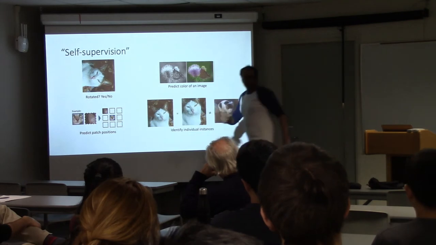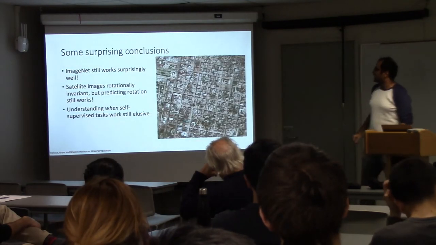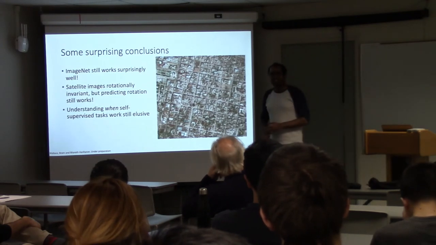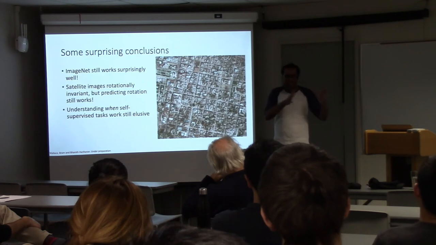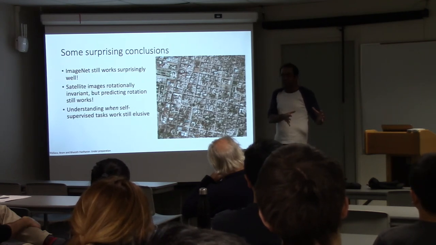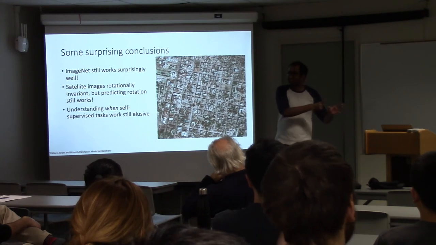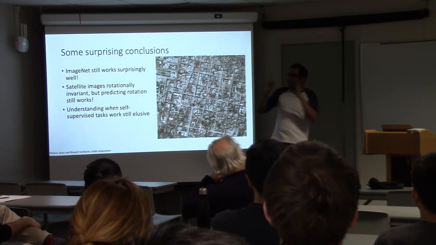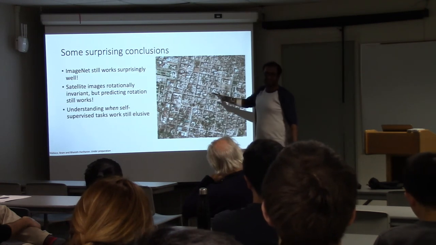In the satellite image context, basically the only way the network can solve this task is if it memorized all the images in the dataset. If it knew every single image in the dataset and said, oh, I've seen this image before, and I know that particular image appears in this orientation, not in that orientation. Only then can it do this. Otherwise, physically this is impossible.